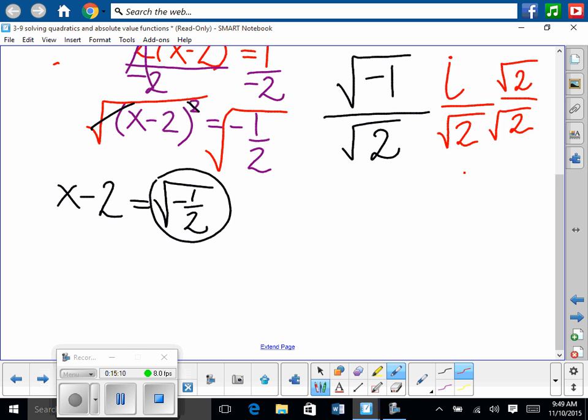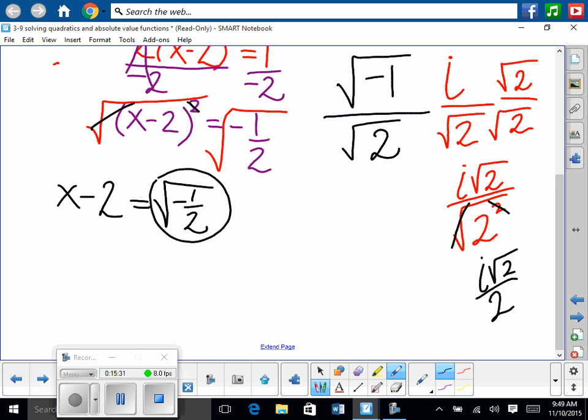So on top, I have i square root of 2, and on bottom, everybody watch carefully, do I have the square root of 2 squared? Isn't 2 times 2, 2 squared? So on bottom, our root cancels out our power. So I have i square root of 2 over 2. And then what did we forget to put in front of the square root? Good. So everybody, what we have right now is x minus 2 is equal to plus and minus i square root of 2 over 2.